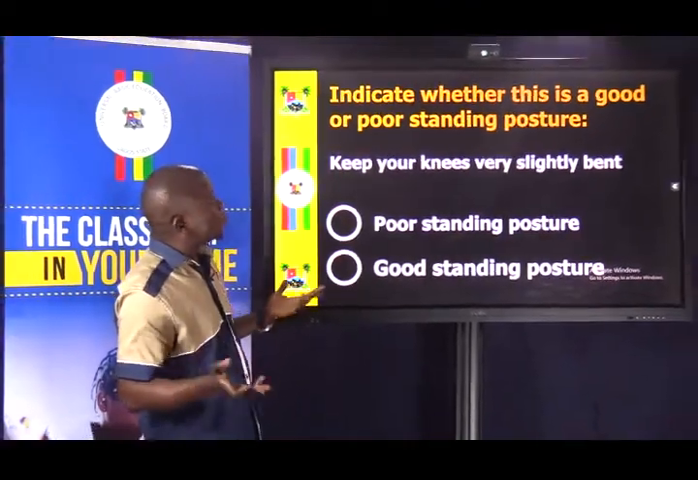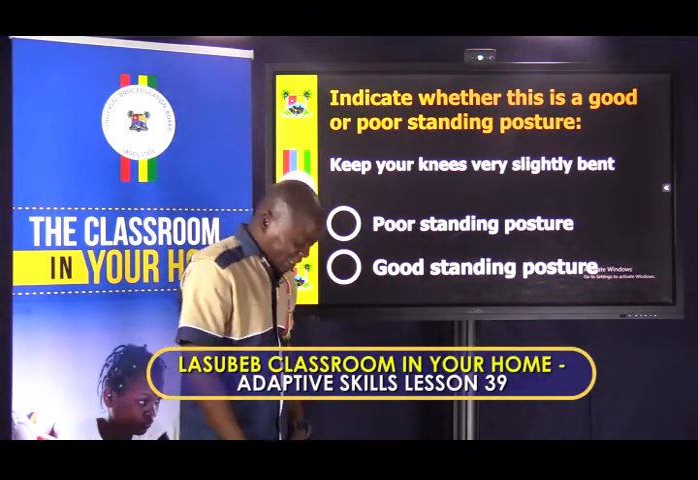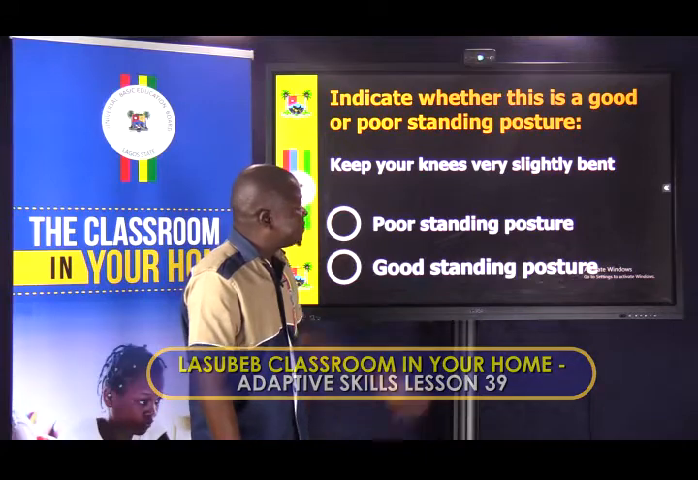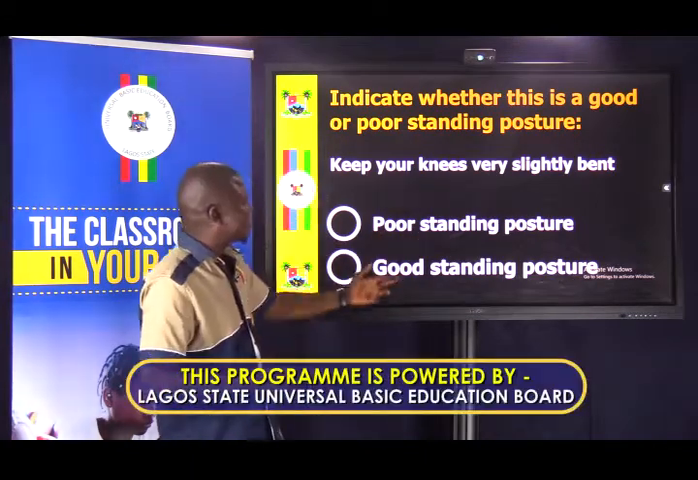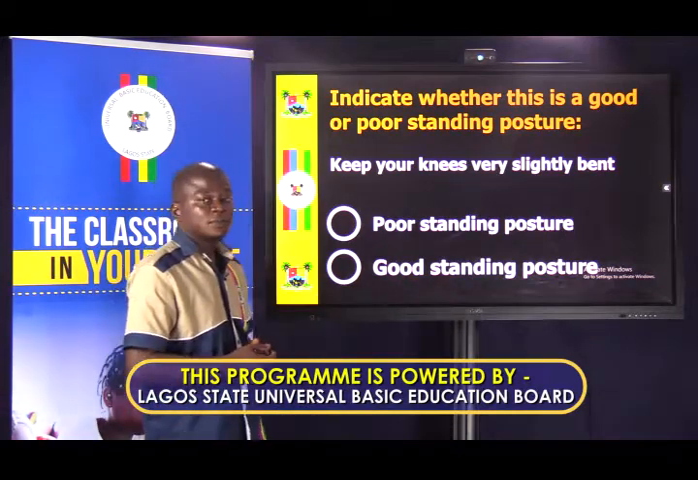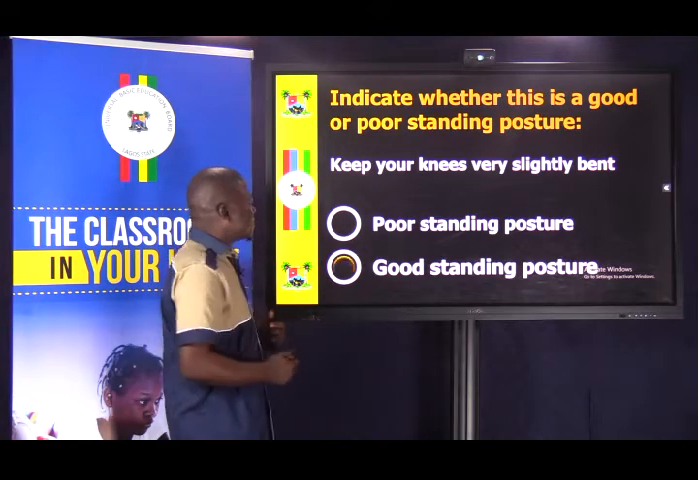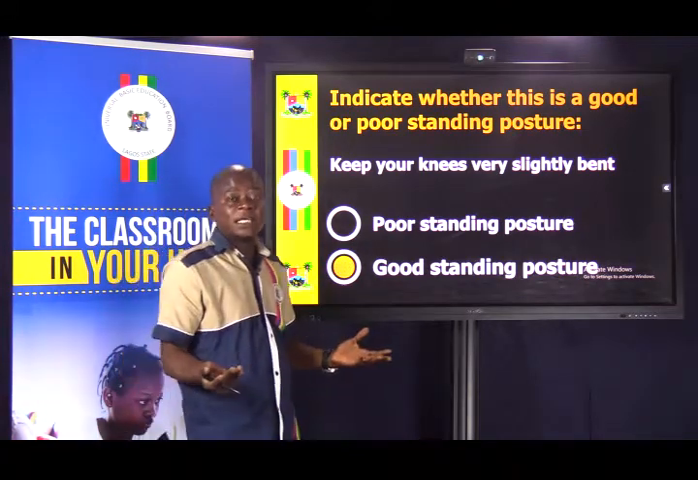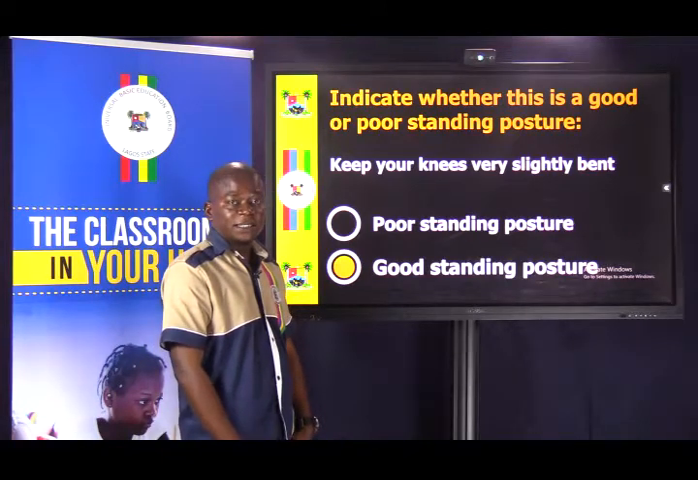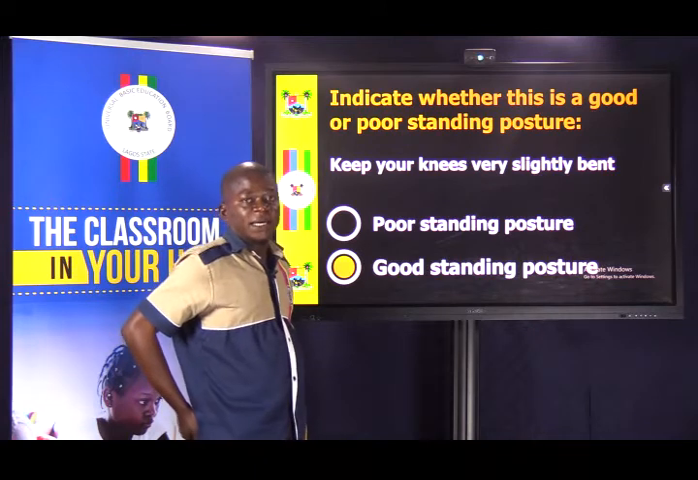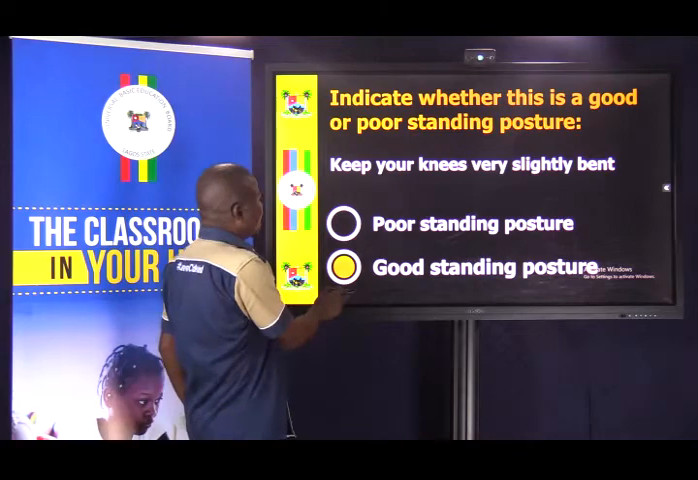Indicate whether this is a good or poor standing posture. Keep your knees very slightly bent. Is it poor standing posture or good standing posture? Have you picked your answer? Now let's see the correct answer to this. Yes, it's good standing posture. You keep your knees very slightly bent, and your buttocks should be in. Next question.